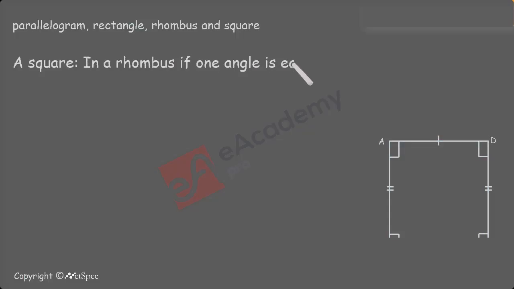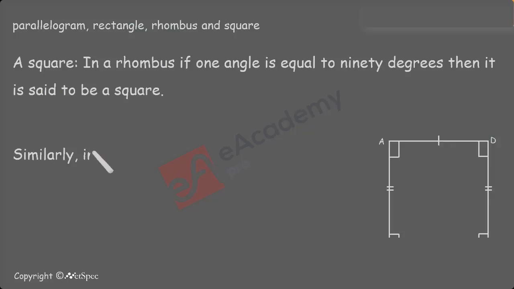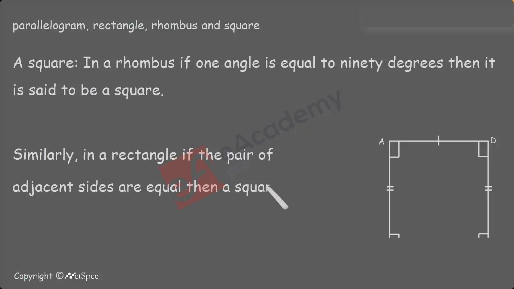The fourth type of quadrilateral is the square. In a rhombus, if one angle is equal to 90 degrees, then it is said to be a square. Similarly, in a rectangle, if the pair of adjacent sides is equal, then a square is formed. Now let us learn the properties of square.